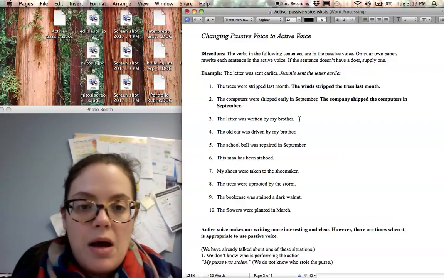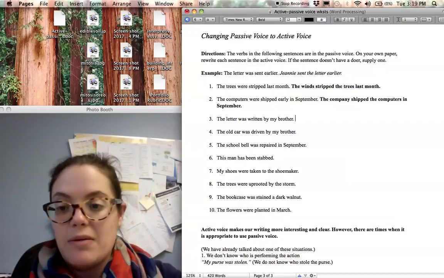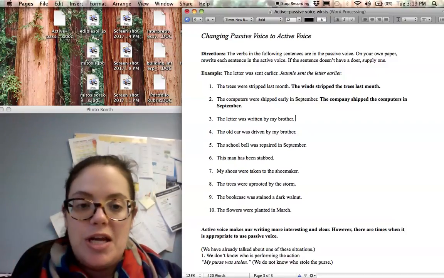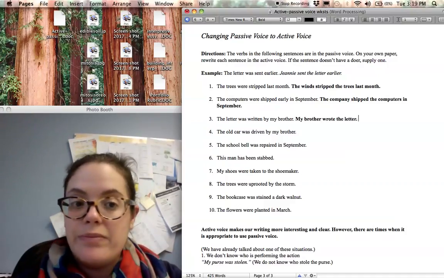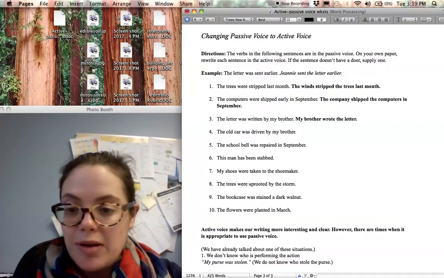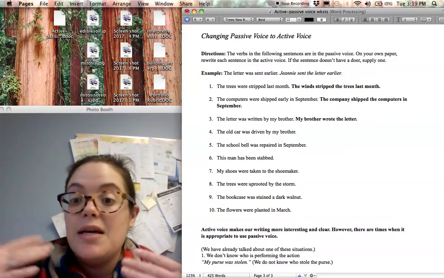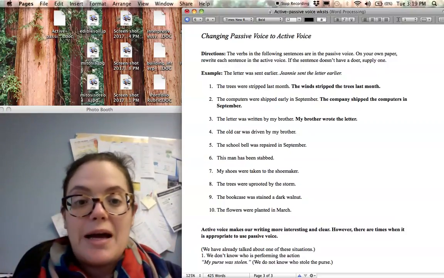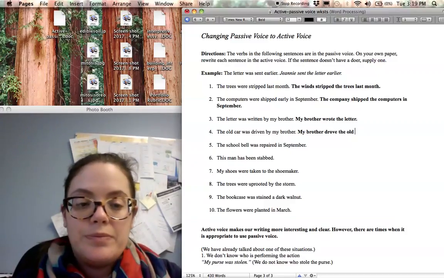All right, the letter was written by my brother. Here we do have a doer in there, but they're not the subject of the sentence, so we need to change that. So my brother wrote the letter. The old car was driven by my brother. Again, we have a doer listed in the sentence, but they're not the subject. So we need to change it so the subject is the doer, the one performing the action. So my brother drove the old car.